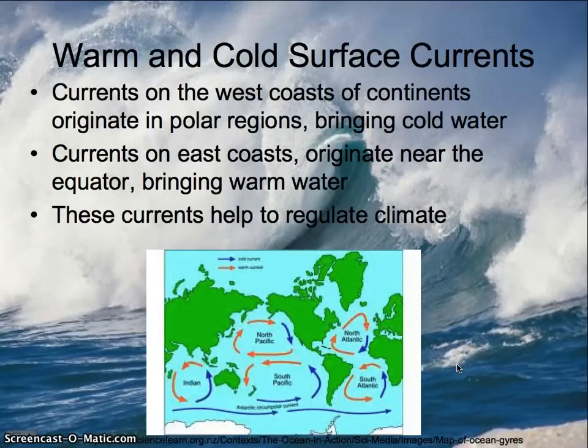So these currents can be either warm or cold depending on where they originate. Currents on the west coast of continents and on the east coast of ocean basins bring up cold water. Currents on the east coast of continents or the west coast of ocean basins bring up warm water, and these help to regulate climate throughout the world.